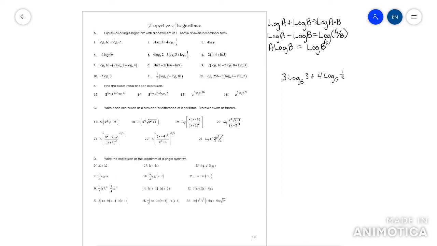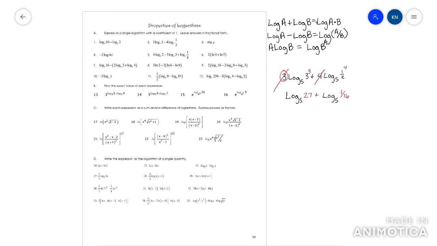All right, so what you need to realize is this third rule here. If you have a number in front of your log, you can take that and put it as an exponent on the of section of that log. So here's what I mean. This 3 can go away if you call it to the exponent 3 here. This 4 can go away if you call it to the exponent 4. So really what you have is log base 5 of 3 cubed, which is 27. And then you have plus log base 5 of 1/2 to the power of 4, which is 1 over 16.